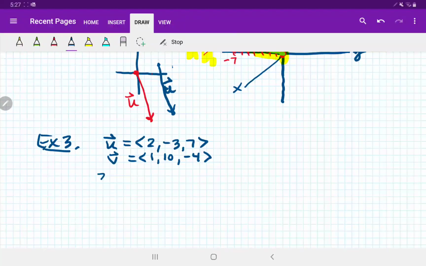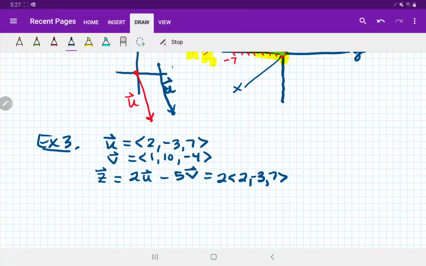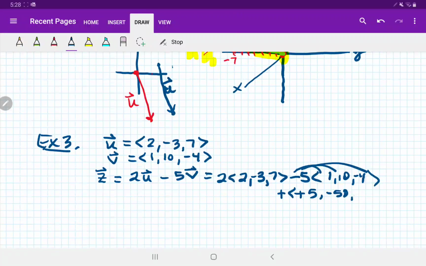Okay, so if they say vector z equals 2u minus 5v, how do you think you would find it? I don't even think you need my help for this one. So this would be what, 2, right? And then minus 5, and then v, 1, 10, negative 4. Distribute the negative, right? So that would be what? Plus 5, negative 50, positive 20. And then over here, that would be 4, negative 6, 14.